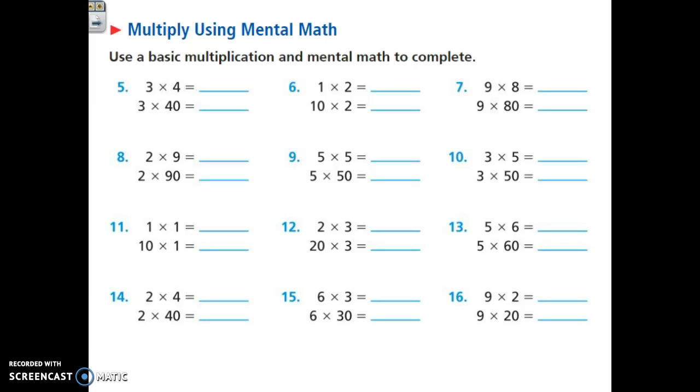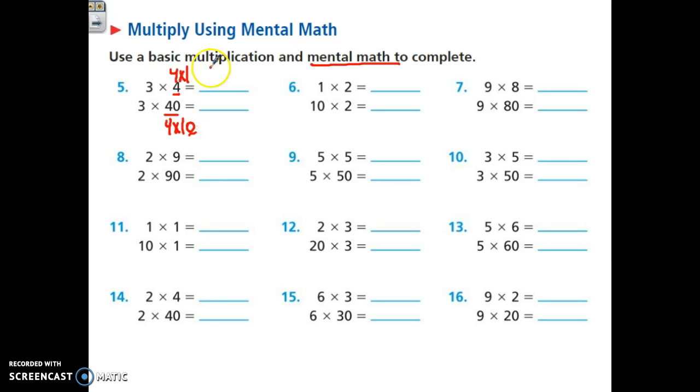Okay, use the basic multiplication and mental math to complete. When it says mental math, it wants you to start thinking about numbers like 4 and 40 and how they're related. So 4 and 40 are related because 4 means that there's 4 ones. 40 means that there's 4 tens. So 4 ones would look like 4 times 1. 4 tens looks like 4 times 10, which just means I'm adding a 0 to the end of this.